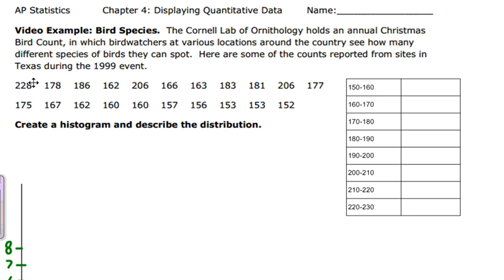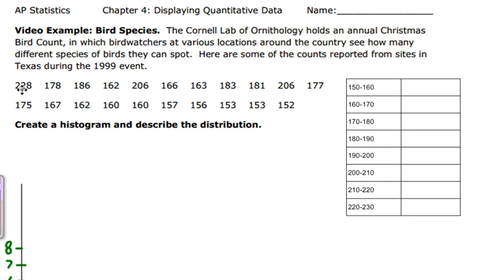Instead of marking down all of these values separately, what we do is we put them into what we call bins. And bins are basically a range of numbers. For a histogram, ideally, we like between 5 and 20 bins. So what I did, and you can already see it to the side of here, is I looked and I said, okay, 152 to 228.